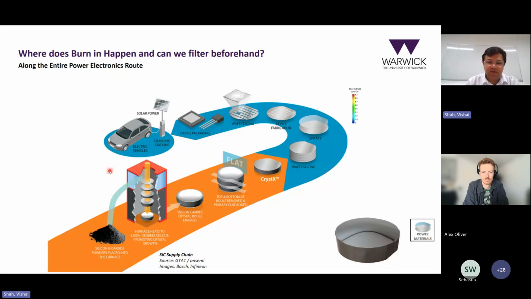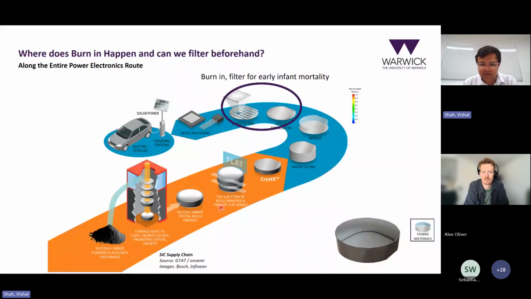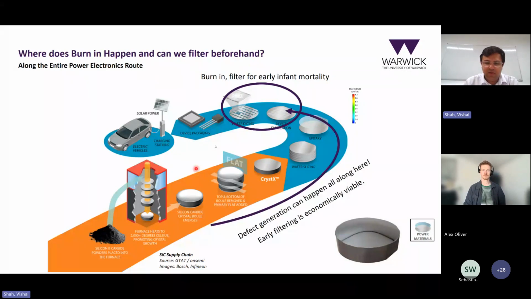Now, where does burn-in happen along this entire device fabrication chain? Generally, it's at the end, when you've made the device and gone through a lot of steps to get to that point to actually figure out if that device is going to fail or not. And I should mention that there are two mechanisms. One is the gate interface and one is purely from defects. And these things are sometimes coupled. So if you have to go along this entire device chain, it can take a lot of effort and resource to get to that point. Whereas if we were able to filter for defects along this fabrication chain, then it could actually reduce the cost of the overall manufacturing as well.